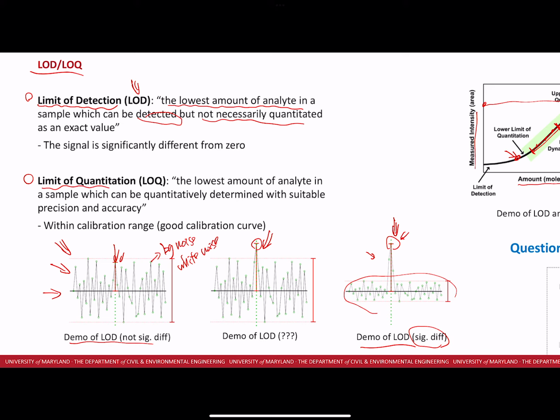We also have the limit of quantification. It refers to the lowest amount of analytes in a sample which can be quantitatively determined with suitable precision and accuracy. So basically, we can understand this as the minimum range of the calibration curve. And again, we have within the calibration range.